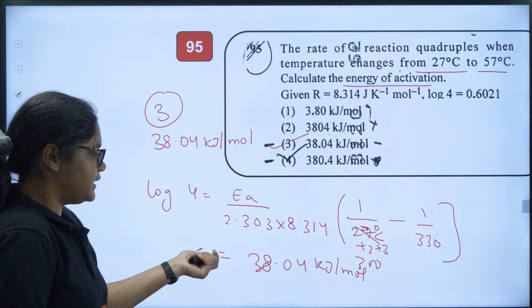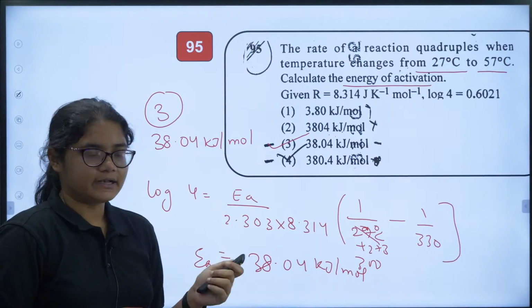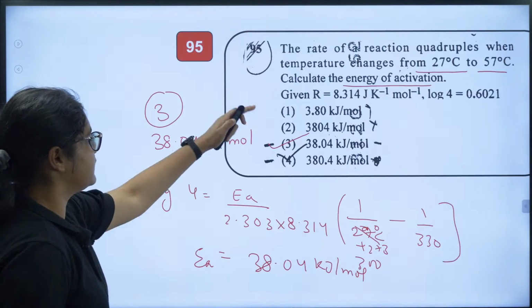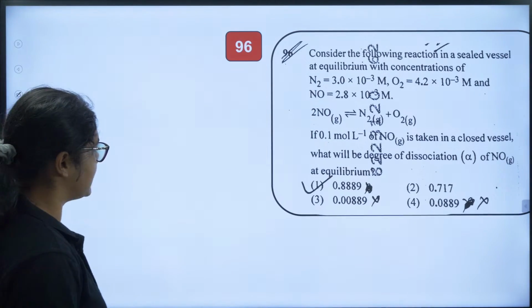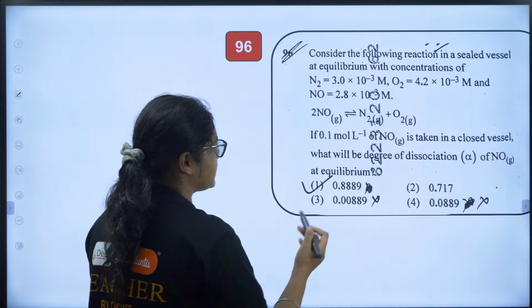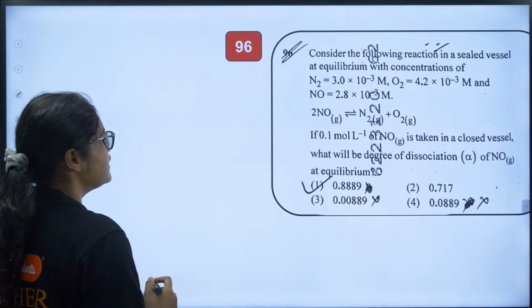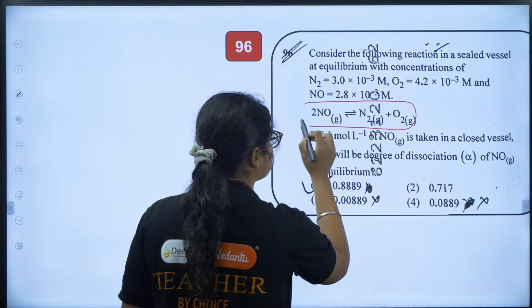Okay, so very easy question, little calculation, you have to be a little careful here because the options are very similar. Now question number 96. This question is again based on your equilibrium concentration. So first from the equation we can find the Kc value.